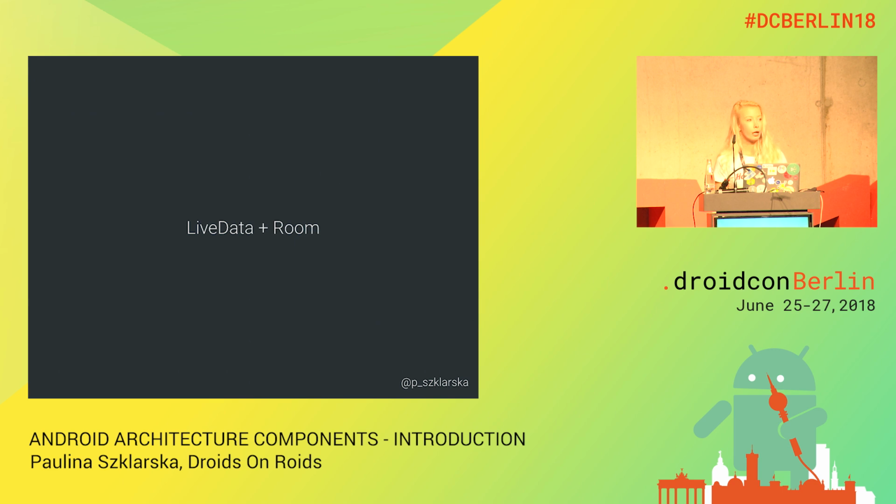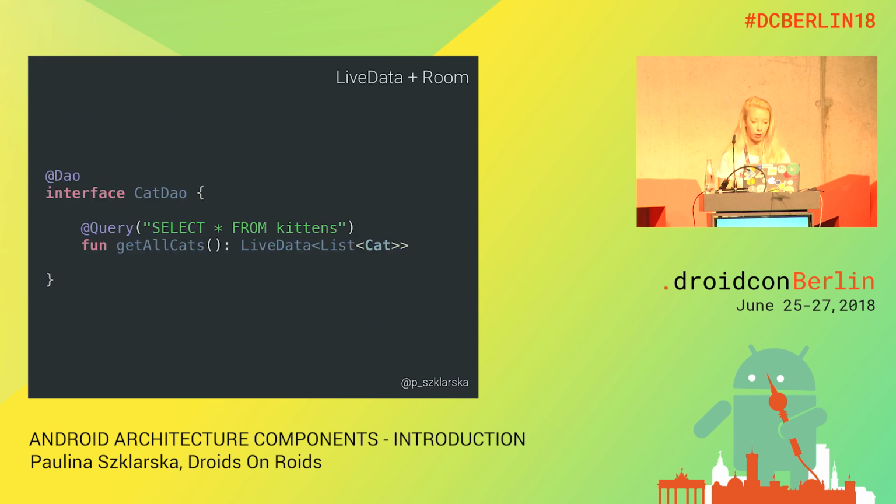As I said, Room has support for LiveData and RxJava. For example, if we have some select and we return the value as LiveData from this select, we have two things for free. The first one is that we will have the observer pattern, so whenever something changes under this select, so the list of the cats changes, we'll be notified about this. The second thing is that we don't need to worry about threads, so we can call it from whatever thread we want.